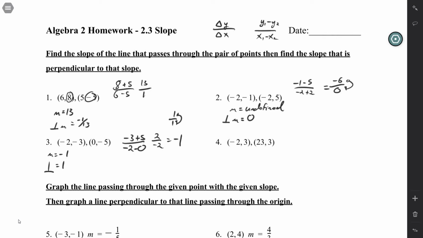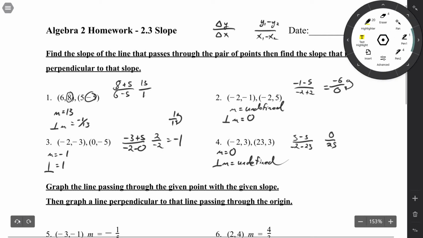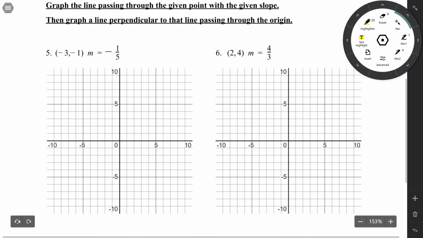And what about this one? Let's see, 3 minus 3 over -2 minus 23. That's going to give us 0 over 25. Bottom number doesn't matter. Slope here is 0. And the perpendicular slope is undefined. Let's pan down and see what else we've got.